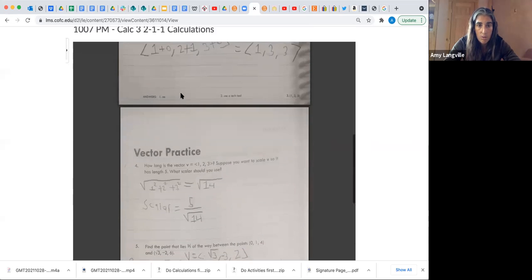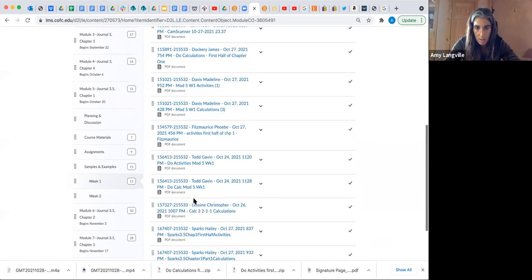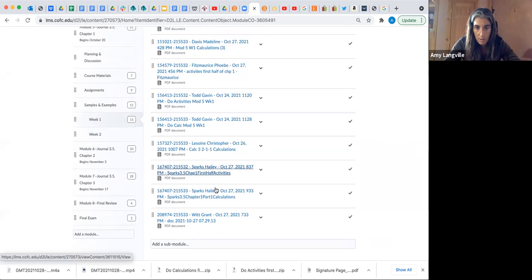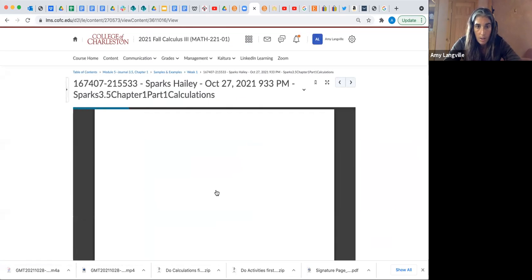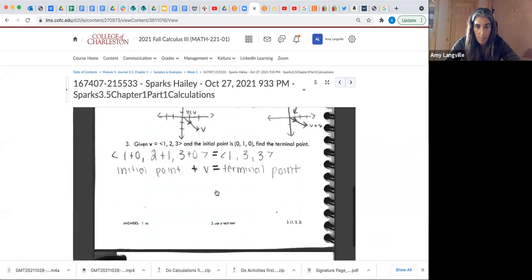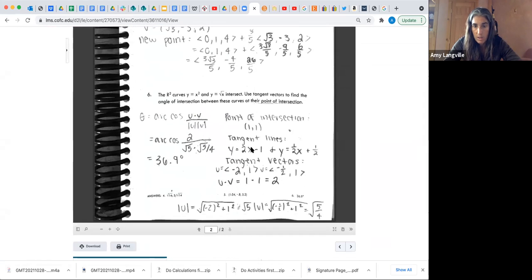And then let's go to Haley's because I thought hers was another really nice, clear explanation. Let's do calculations. Yeah, so here she is, tangent line. She got the equation. She went and got the vectors, just like we talked about, and then just plugged them into the formula.